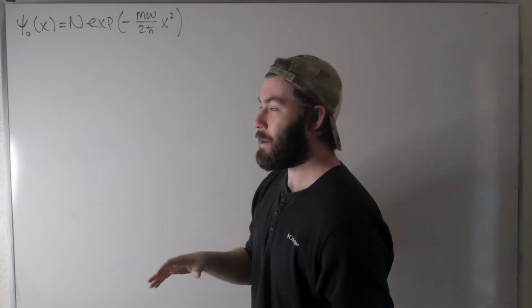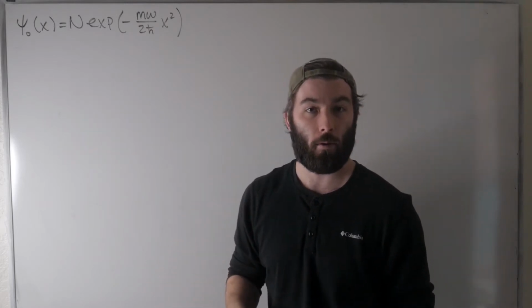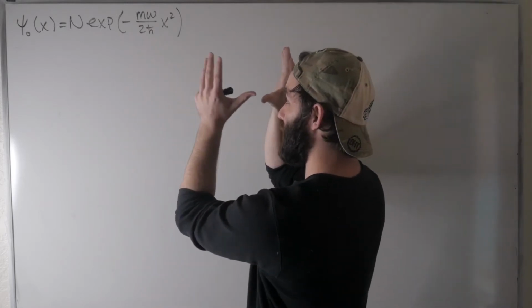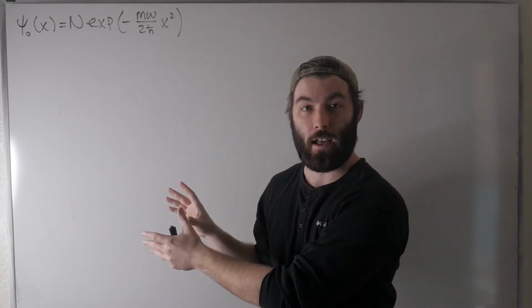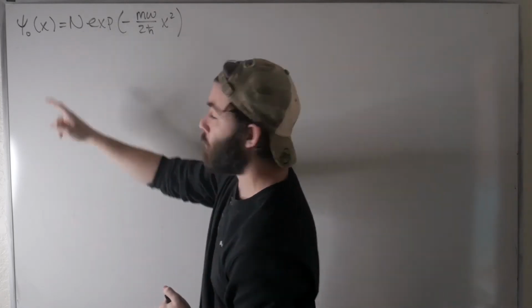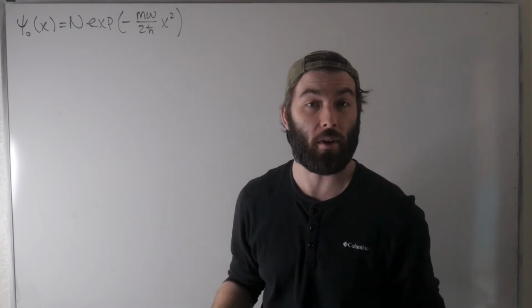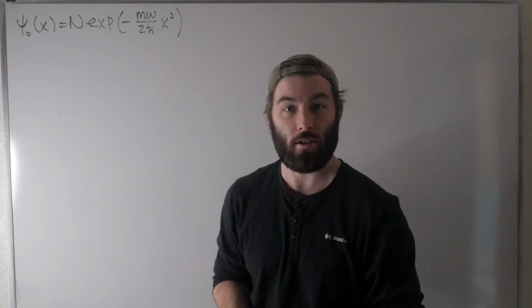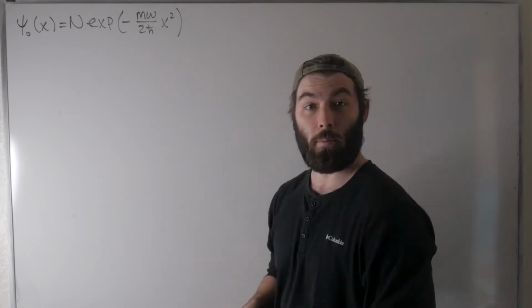Now, we may not be ready to solve the Schrodinger equation for the harmonic oscillator to reproduce this entirely by yourselves just yet, but you can actually find out what this prefactor is. It's called the normalization constant. And the way that you do that is by imposing the normalization condition.